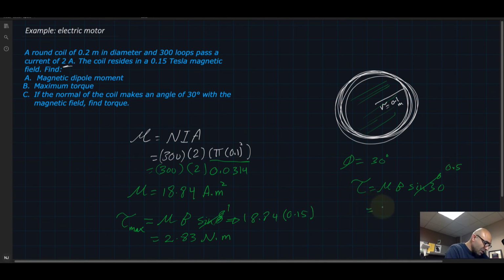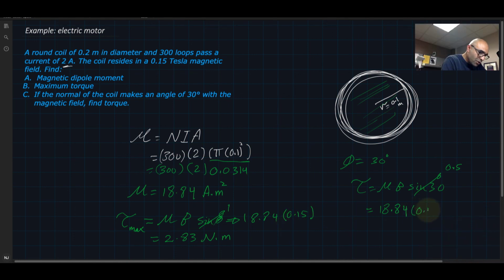So mu is equal to, as we found before, 18.84, times B, which is 0.15, and this whole thing times 0.5. So basically you can take this number and divide it by 2, and the answer is 1.413 Newton dot meter. And that's it for this example. Thank you.